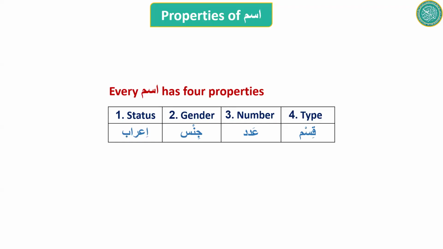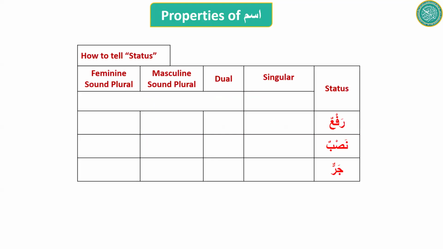So the first property was status. What does status mean? There are three types of status: Rafa, Nasab, and Jar. For a singular word, we go with the ending haraka. And for plurals and duals, we go with the ending sound.